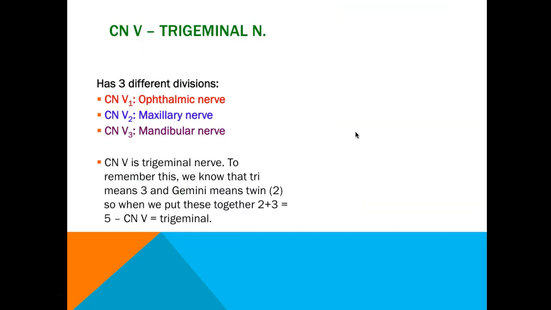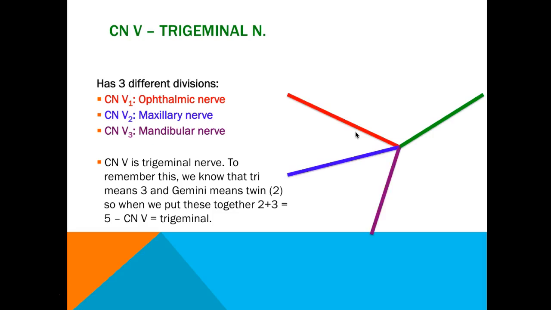So moving on to how we memorize this. One, we must know that the trigeminal nerve branches into the ophthalmic nerve, maxillary nerve, and mandibular nerve. So how do we remember trigeminal? It is because tri means 3 and Gemini means twin. So you think of the number 2. So 3 plus 2 would be 5, of course. So that is how we remember cranial nerve number 5 is trigeminal.